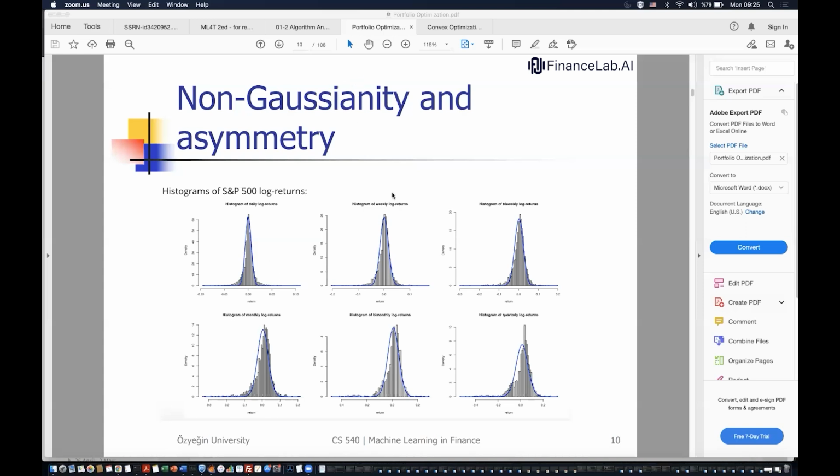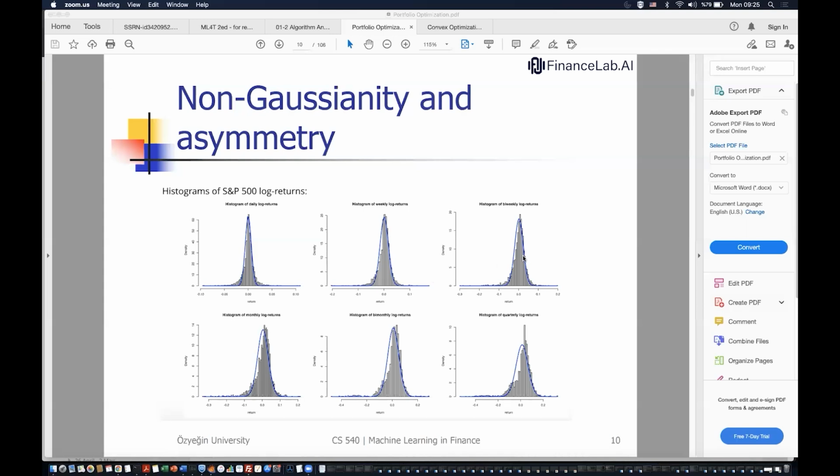So in this case, if you look into the weekly log returns, it again looks like a Gaussian, even though there is some asymmetry and some non-Gaussianity as well. There is some heavy tailedness, more than Gaussian. Then it's still kind of Gaussian.